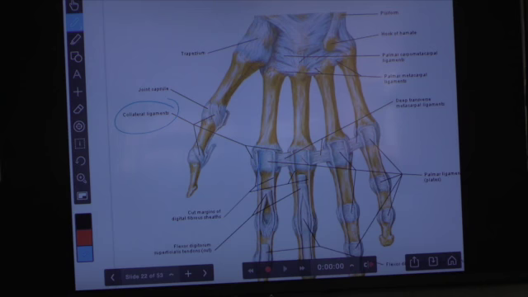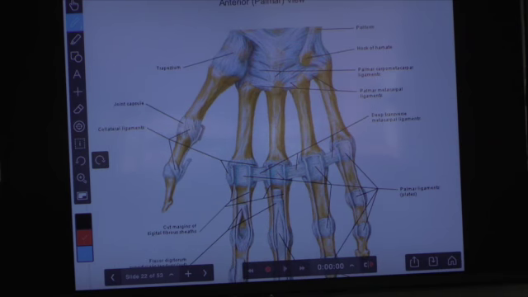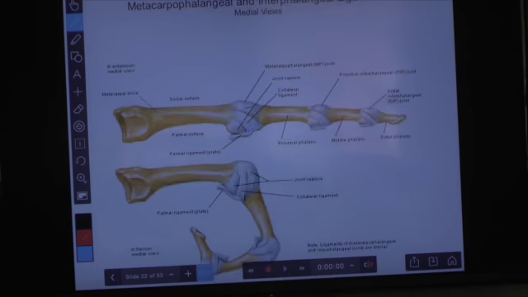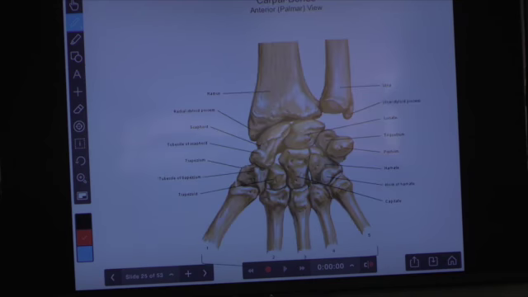We call them, let me use a different color, the digital fibrous sheaths. They hold, like this, so that the flexor digitorum tendons do not slide off. All right, we're about to get to the spine. Let's look at the lower limb first before we get to the spine.